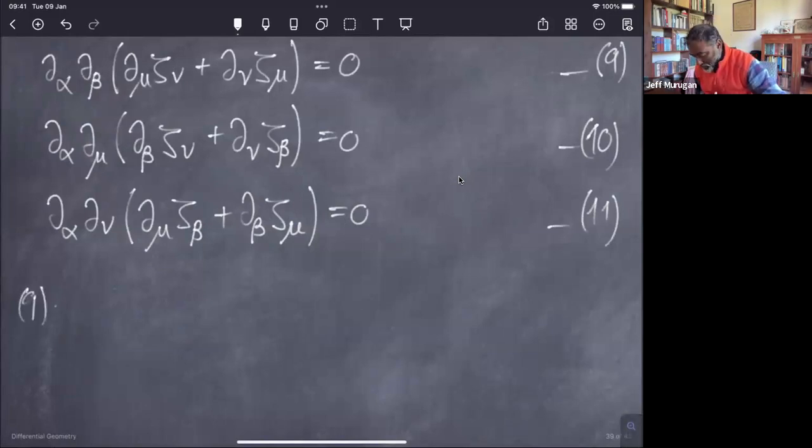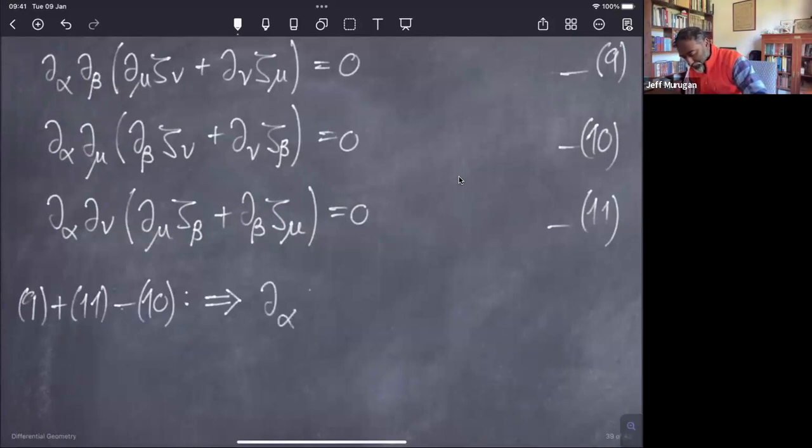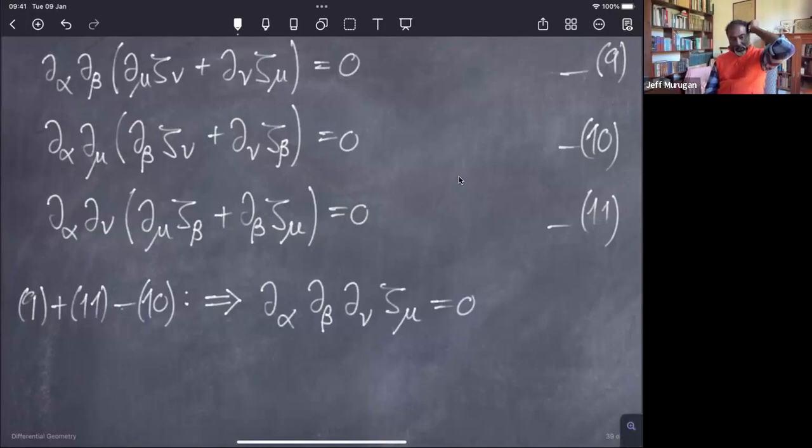Then 9 plus 11 minus 10 gives me that, with some simplification, d alpha, d beta, d nu zeta mu is equal to 0. So this tells me that zeta mu has to be at most a degree 2 polynomial.